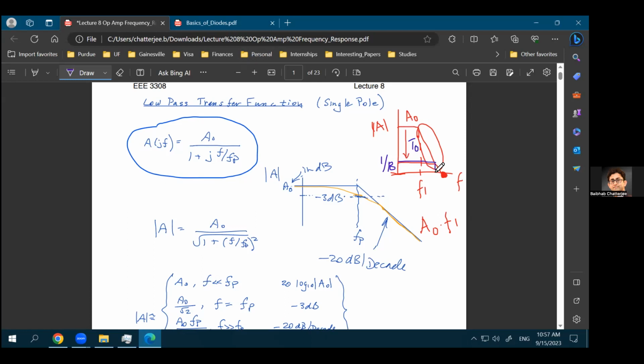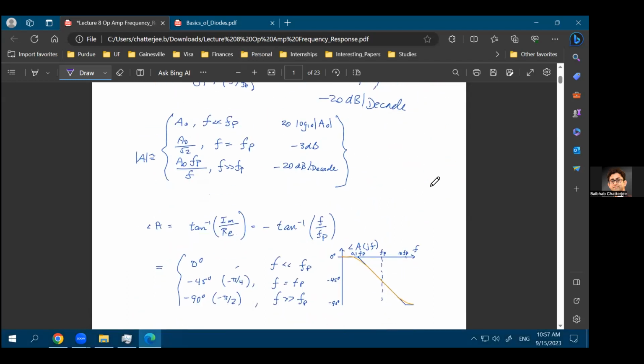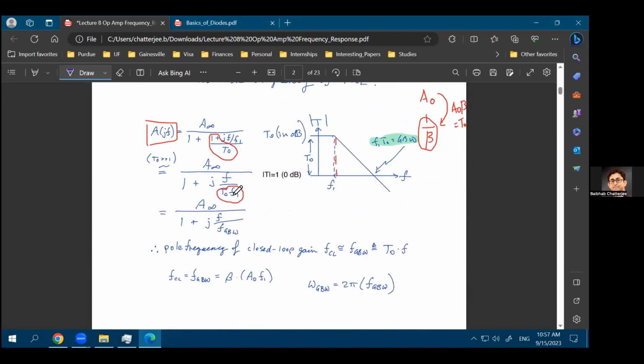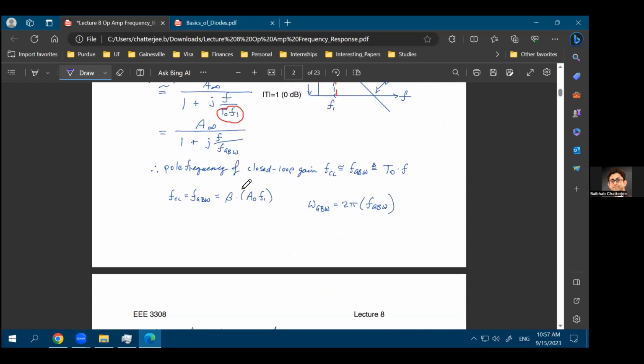What would happen to the bandwidth? The bandwidth will increase by a factor of T0. Right? That's exactly what you're seeing from the equations as well. You just write down the equation. Only thing is that you have to do this small simplification over here, that you ignore this 1 over T0 term. That comes out to be exactly in the form that your overall bandwidth in the closed loop scenario is T0 times F1. So your gain reduces by T0 times, your frequency increases by T0 times. That's what will happen in the closed loop scenario.